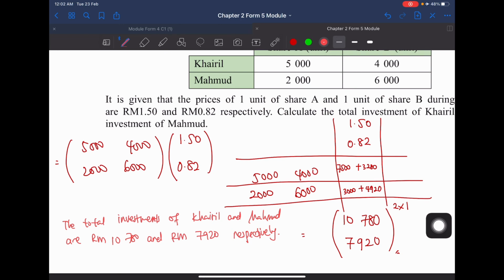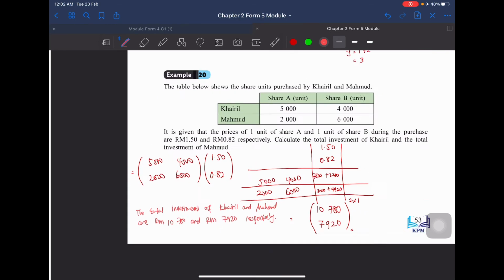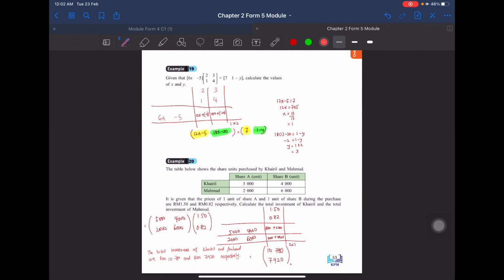So I think that's it for this learning standard, multiplication of two matrices. I hope you're able to calculate the multiplication of two matrices, where you need to know that the main criteria before you do the multiplication is you need to check the dimension or the size of the two matrices. If the middle number is the same, then you can proceed. If it's not the same, you just stop there. You cannot do any further.